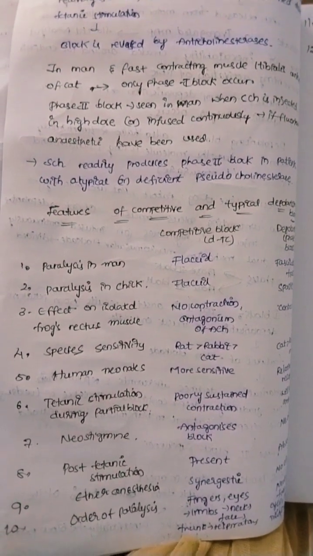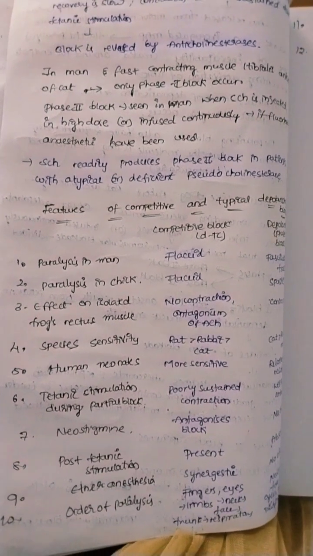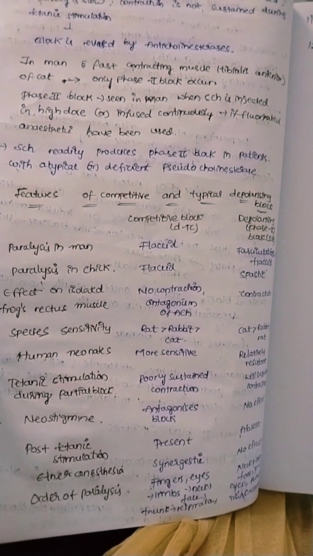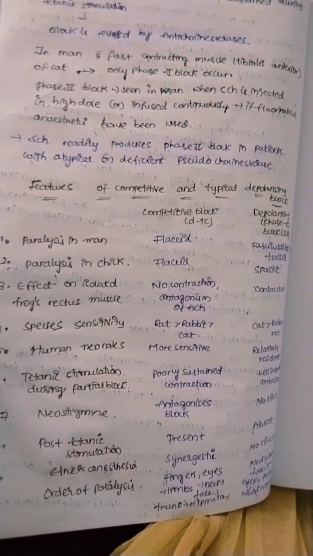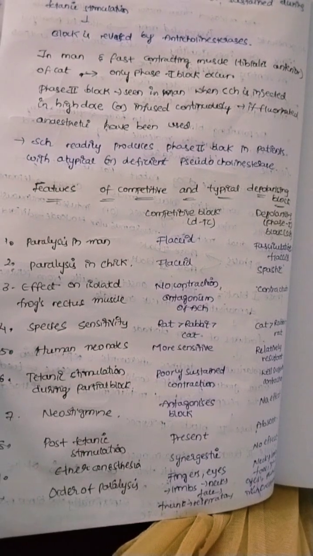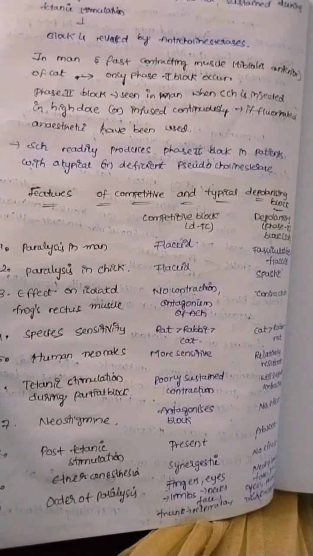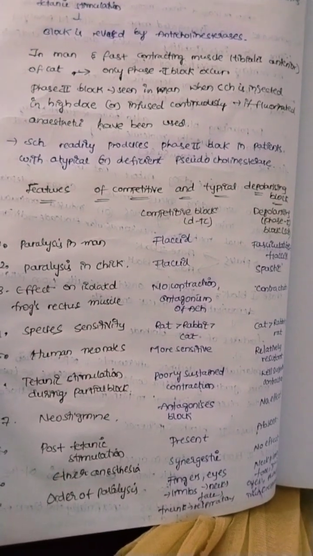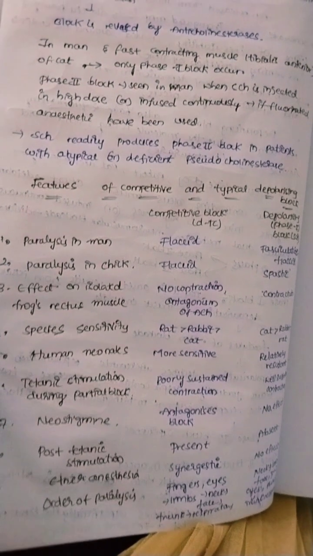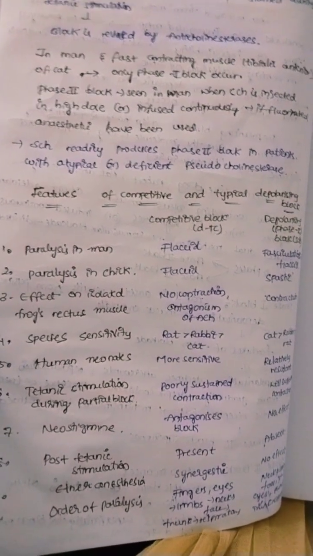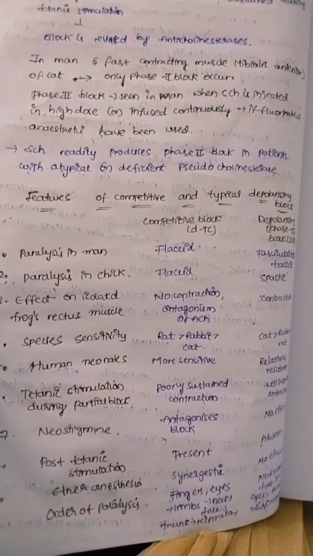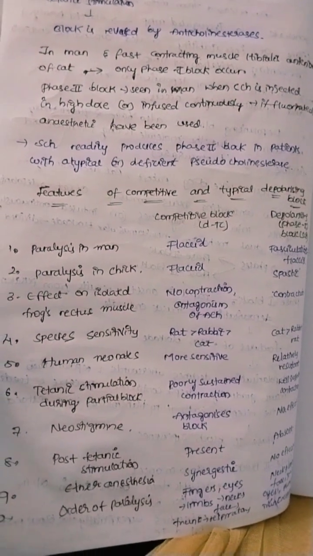Finally, we will see the features of competitive and depolarizing blockers. Competitive block is produced by DTC, and depolarizing block, which is phase 1 block, is produced by succinylcholine. How does paralysis occur in man? It is flaccid paralysis, weakening of the muscles. In depolarizing block, first fasciculations, muscle twitchings, will occur. After that, they will become flaccid. How does paralysis occur in chick? With D-tubocurarine, flaccid paralysis occurs. With succinylcholine, spastic paralysis occurs, as we discussed earlier.